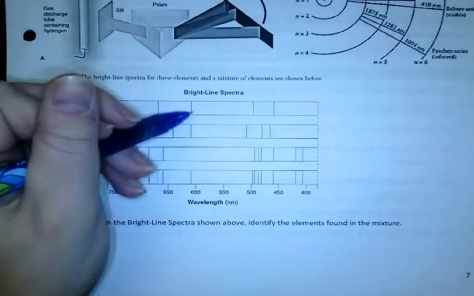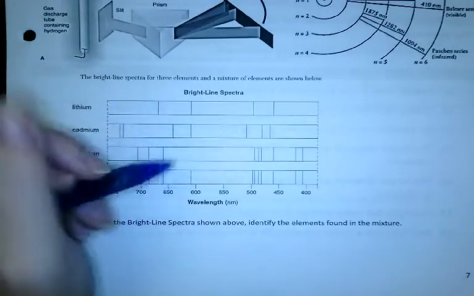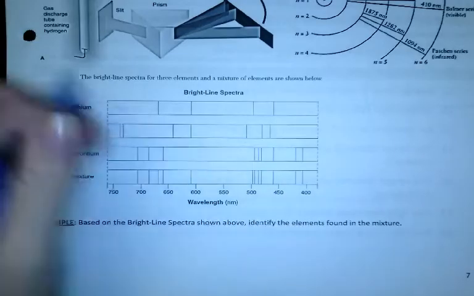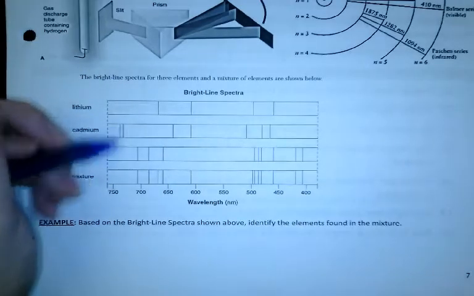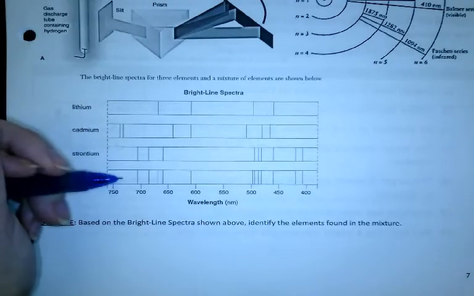Now, what we can do is rule cadmium out, because if you look, before we even started, cadmium is supposed to have these two lines here. But in our sample, it does not have those two lines.